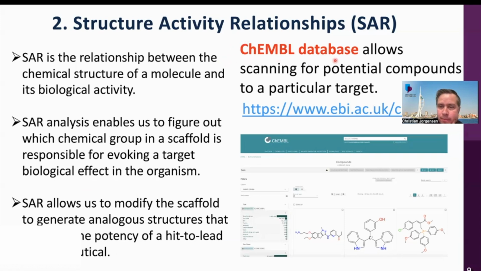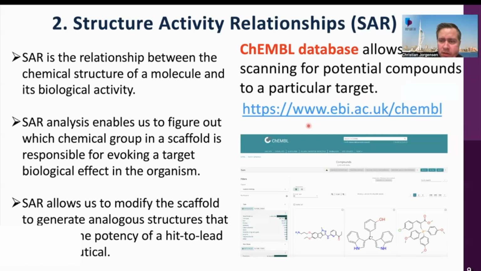Let's look at the ChEMBL database. ChEMBL stands for Chemistry at European Molecular Biology Lab. So this is an initiative from the European Molecular Biology Lab. The ChEMBL database allows you to scan for potential compounds to a particular target. And here's the website so you can access it yourself. You can go on now if you want.